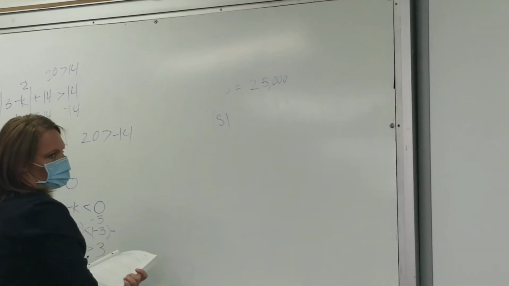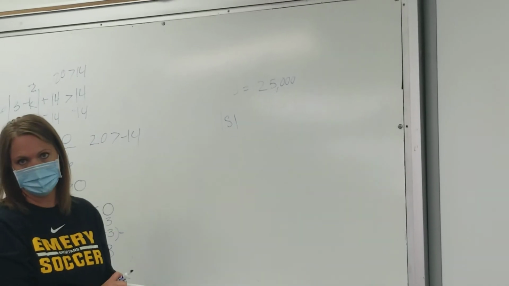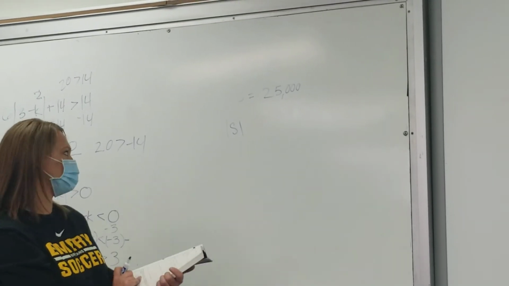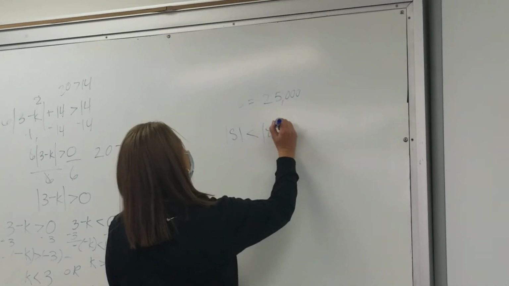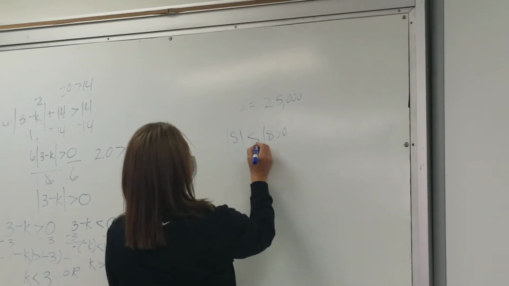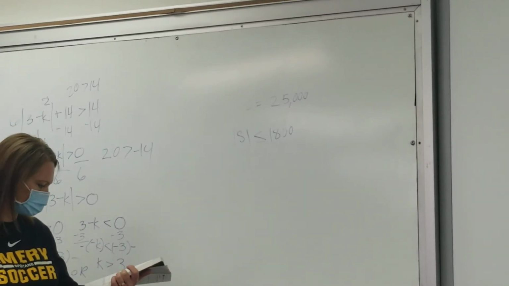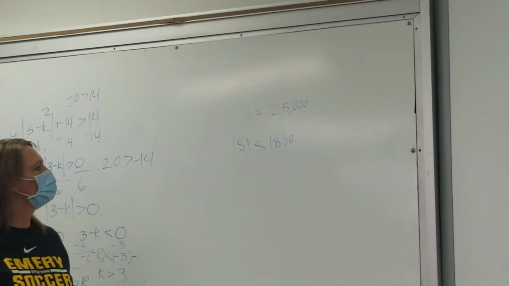Okay, at most, so can it be more than 1,800? No. At most 1,800. It can't be more, so it's going to be less than or equal to, because it can be less than or equal to 1,800. Okay? Yep, now solve that absolute value.